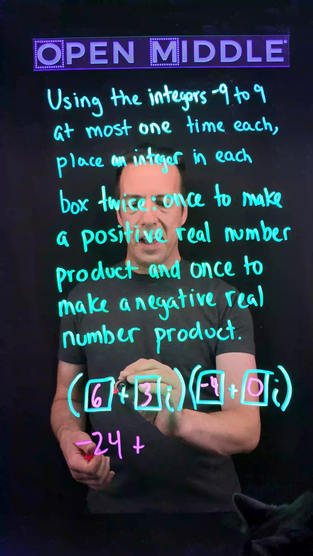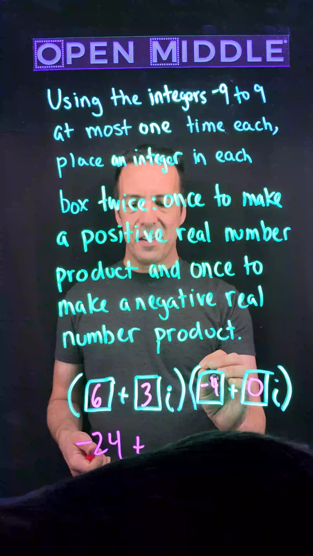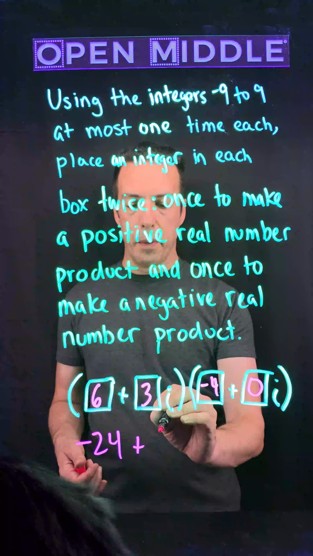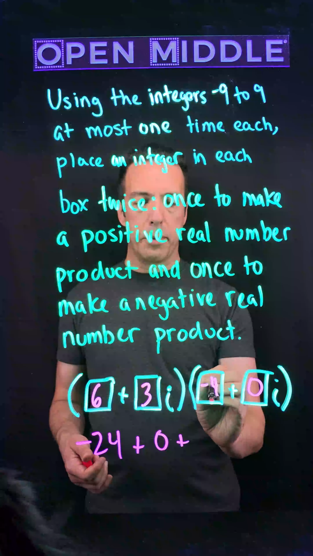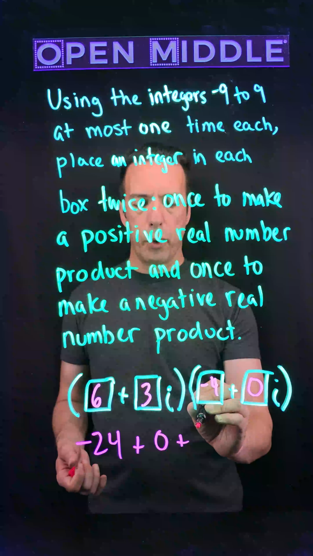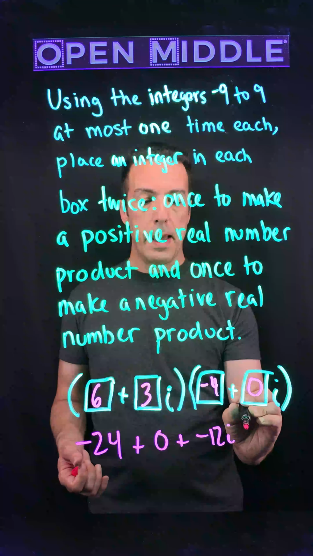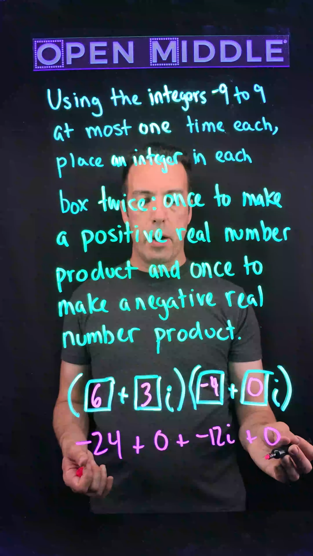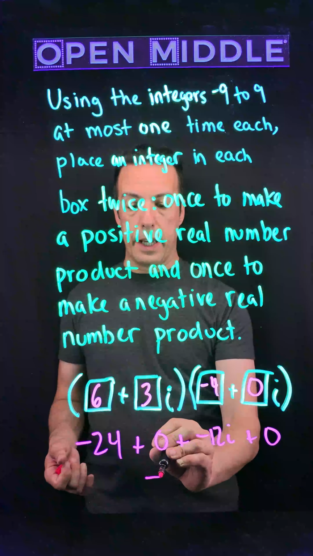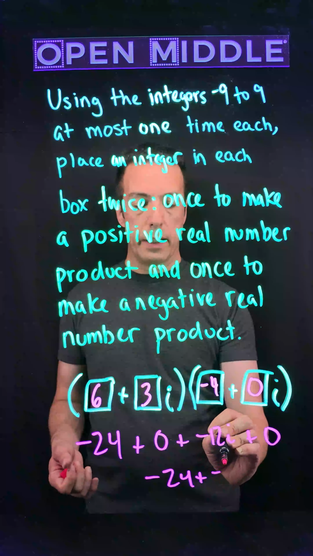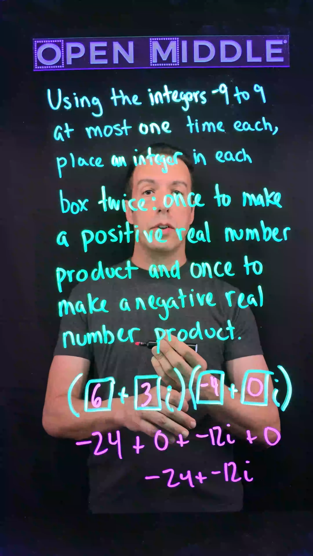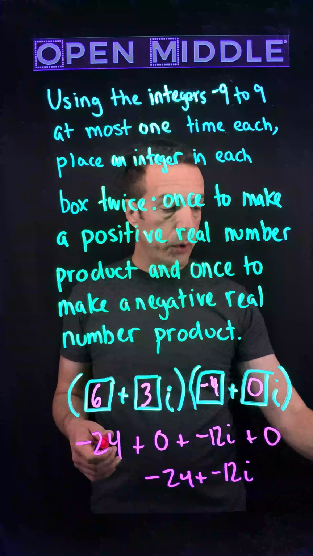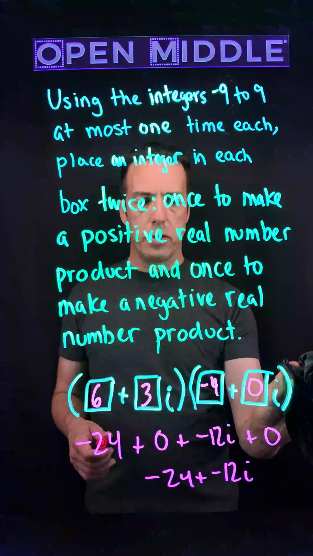We have, then we have 6 times 0i, so that's going to give us 0. And then we're going to have 3i times -4, so we're going to have -12i. And then we're going to have 3i times 0i, which is also 0. And now we are basically at -24 plus -12i, which is not real. So that did not work. And so maybe this problem is impossible and we should just give up.